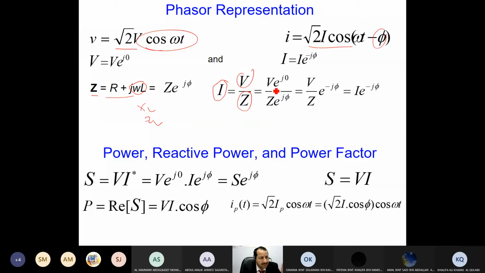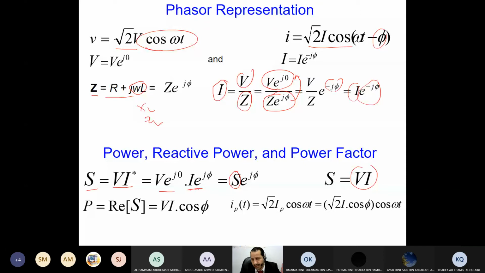Okay, so if I divide the polar forms, as you can see here, vector one, exponential j zero, over exponential j phi, this will go up, it will be minus here. Then at the end, I have current with phase shift. Now for AC, we learned that we have active power, reactive power, and apparent power, okay? So apparent power S is V I conjugate, where conjugate means the sign of the angle will be opposite. If it is plus, it will be minus. If minus, it will be plus, as we learned before. Then if I multiply them, I will come to S with e to the j phi, or simply S represented by VI.